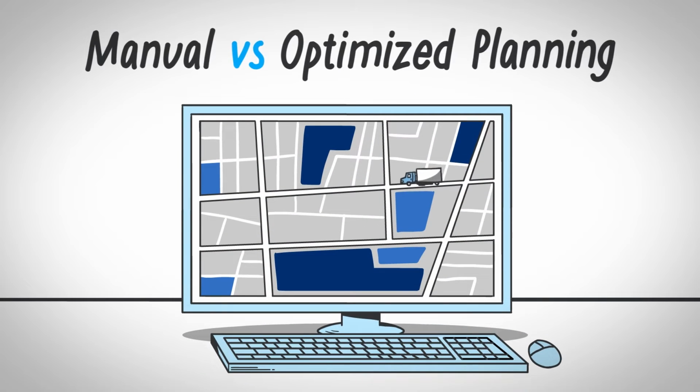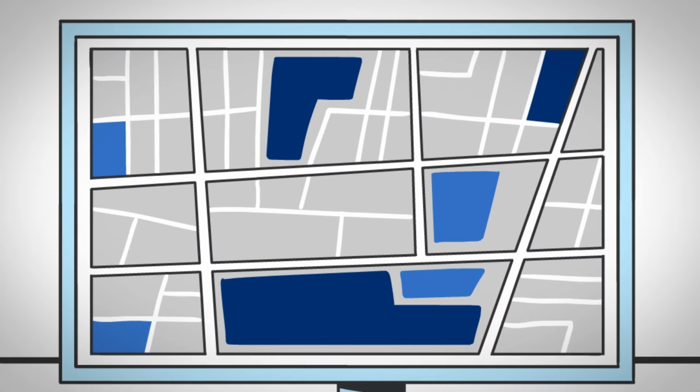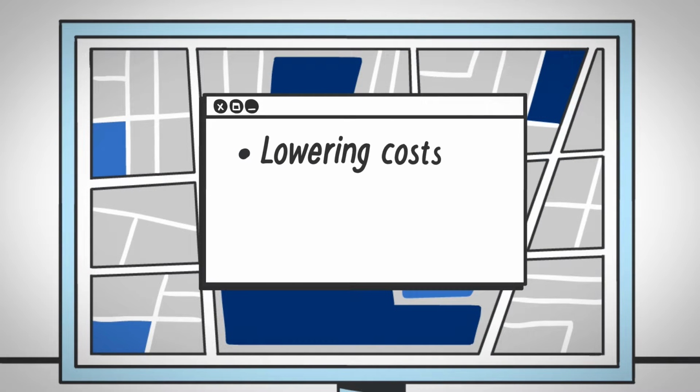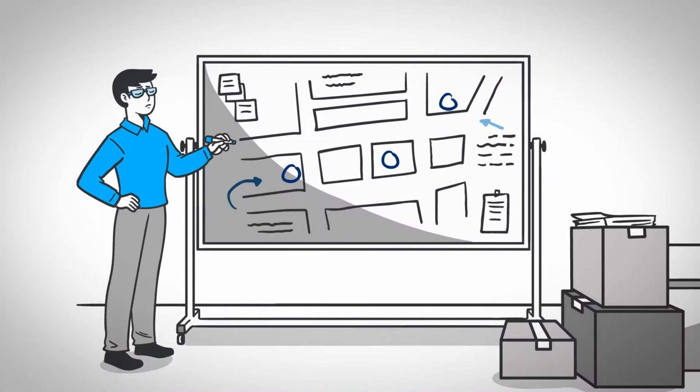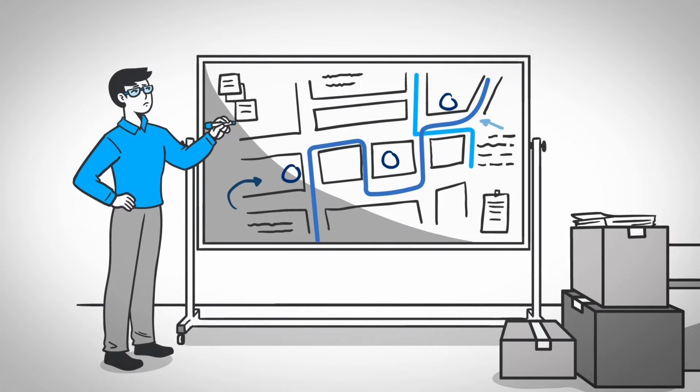Planners use forms of electronic planning tools. Some use basic software to build routes, but it doesn't support the need to lower costs, improve service, and support growth. Sam is a route planning specialist for a growing distributor.